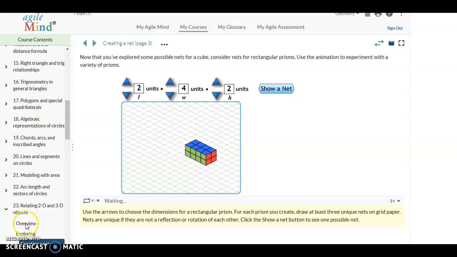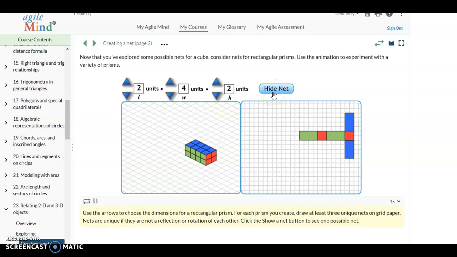Okay, so now that we've looked at some possible nets for a cube, we're going to look at some nets for a rectangular prism. So we can look at various rectangular prisms here. You can see it's color-coded, the different faces in blue, green, and red. So when you look at the net, you can see where those came from.